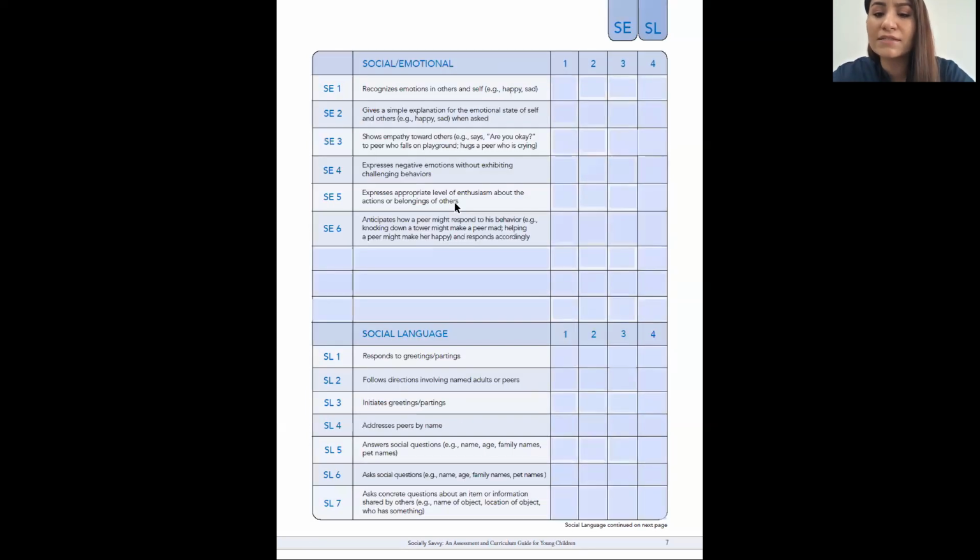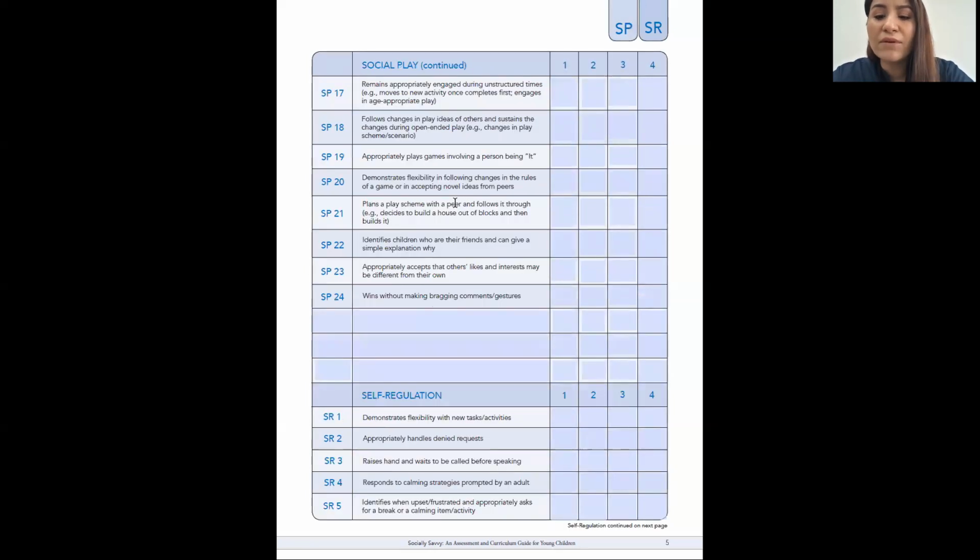Now, how to fill in this? So as you can see, we have numbers 1, 2, 3, 4.